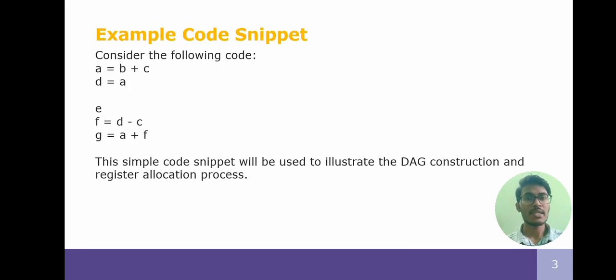So here is the example code snippet. So consider the following code: a equals b plus c, d equals a. Here the expression is f equals d minus c and g equals a plus f. This simple code snippet will be used to illustrate the DAG construction and register allocation process.